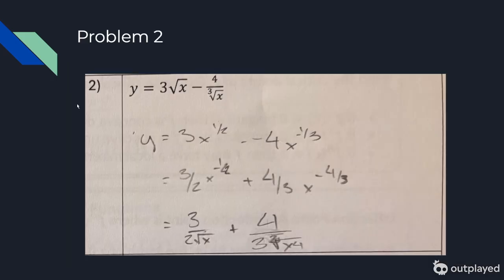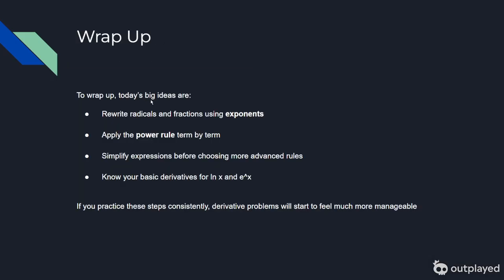And then to wrap up everything today, the big ideas were that we were able to rewrite radicals and fractions using exponents. We were able to apply the power rule term by term, and then we were able to simplify expressions before choosing more advanced rules, and to know your basic derivatives for log of x and e to the x. If you practice these steps consistently, derivative problems will start to feel much more manageable.